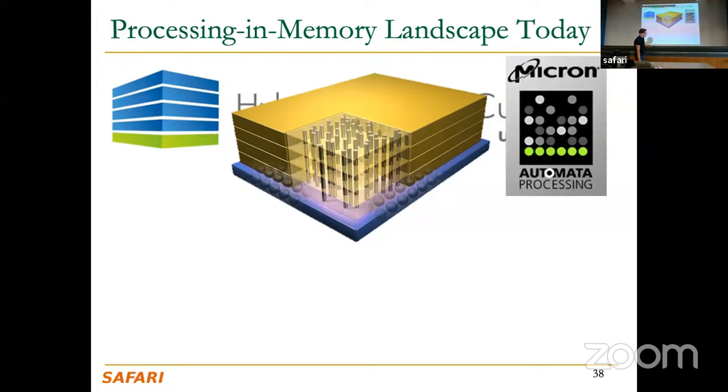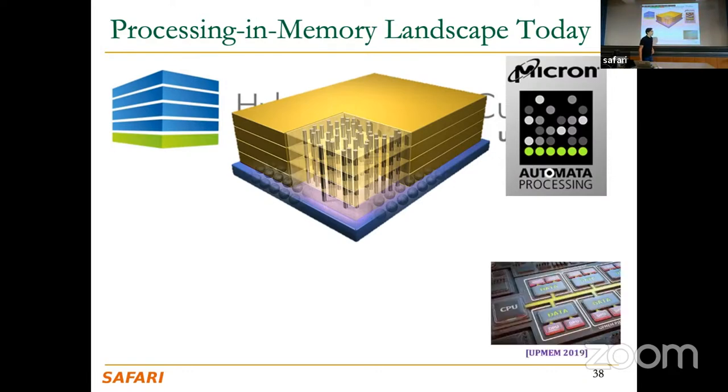This is one example. Another example is the automata processing that was presented by Micron a few years ago. It's sort of processing in memory, but somehow limited in the amount of computation or the types of computation that you can have there. But there are even more recent examples that are in the real world and are working in real systems, and we are working with them, such as, for example, the AppMem system. It's fabricated in DDR4 memory, placing some small processors called DPUs near the memory arrays, near the DRAM subarrays.